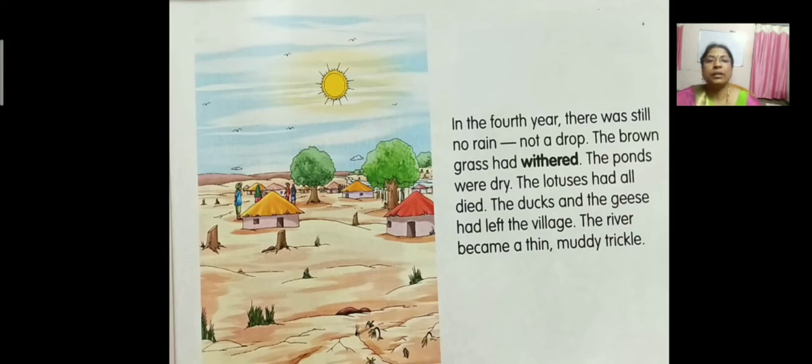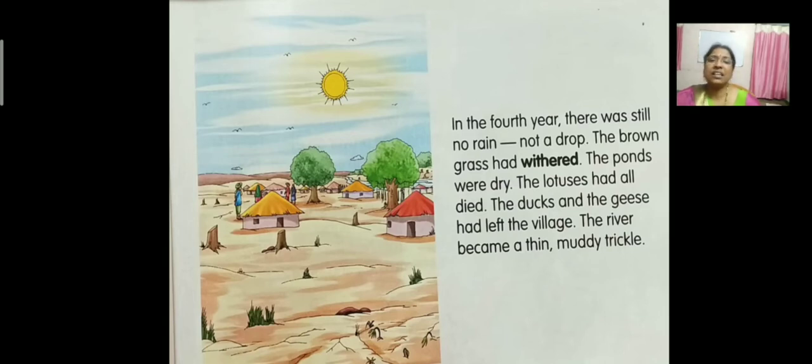So here what happened in the fourth year also? There was no rain, not a drop, not even a single drop. And the brown grass, the grass which was brown, has withered, dried up. Total you can see in the picture, children. The ponds were dry. Previously lotuses were there, no? So it has been dried. The lotuses had all died. So the lotuses which were there in that water, as the pond has no water, the flowers were dead.